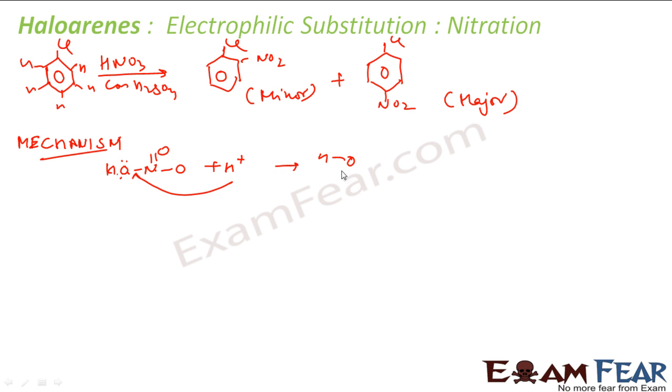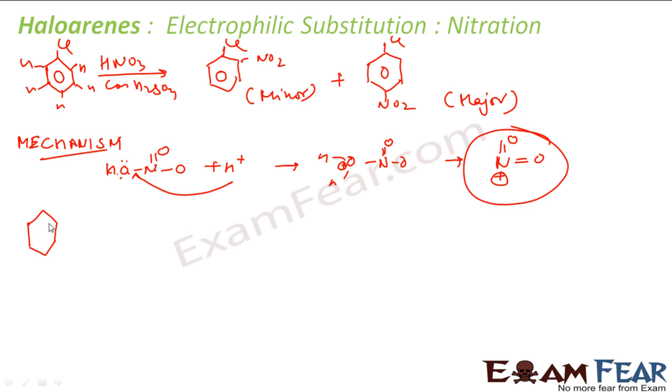You will get something like this, a positive sign and double O. This will come off, and what you get is this species with a positive charge. You'll call this the nitronium ion. Alright, so I got this nitronium ion. So let me start the reaction.